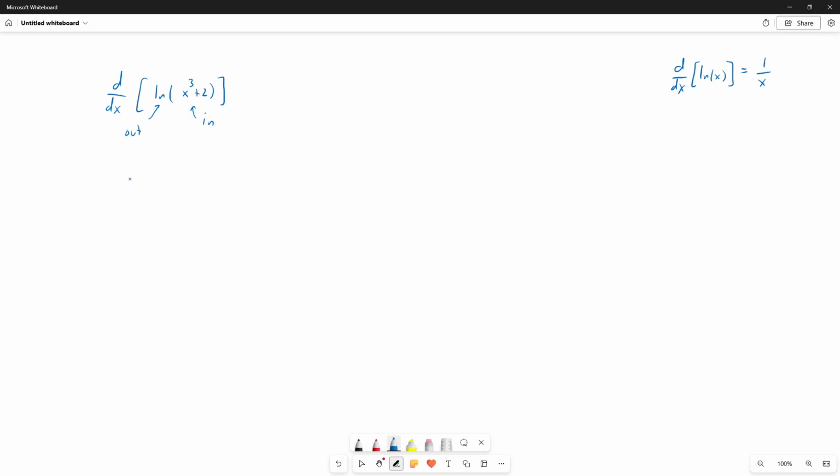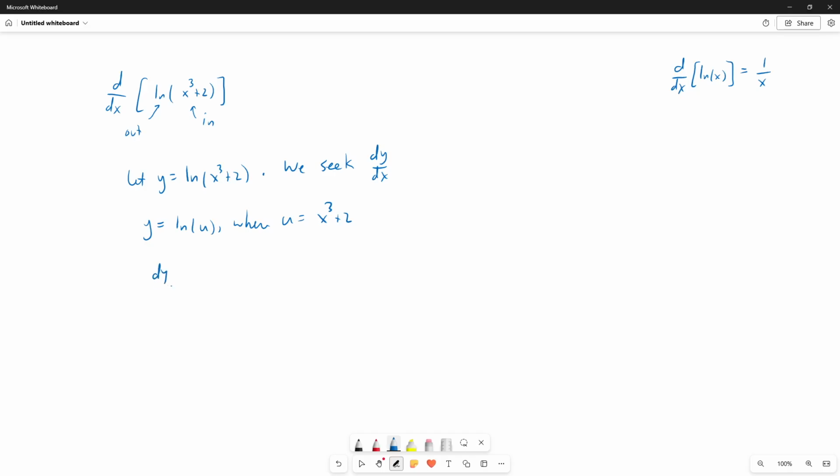So I will start by writing y equals the original function. So then what we're looking for is the derivative of y with respect to x. Now this is a composition, so I can add an intermediary variable. I can write y equals the natural log of u, where u is x cubed plus 2. So we let u equal the inside function, and then y is the natural log of u.